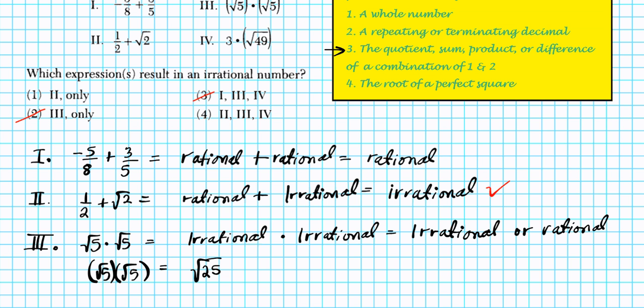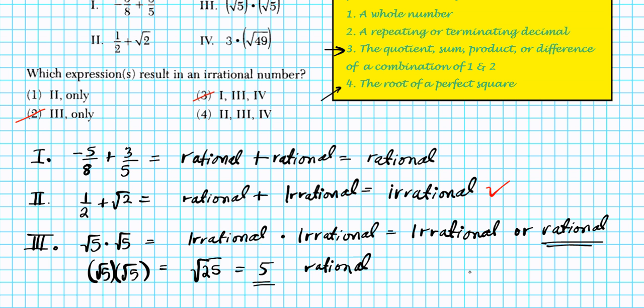Is the radicand a perfect square? It absolutely is. So what does that mean? Look at item number 4 in our notes. If the radicand is a perfect square, then the square root of that perfect square is a rational number. What's the square root of 25? It is 5. And 5 is what? Rational. So by evaluating the results of multiplying these two radicals, we were able to determine that the product is in fact rational.